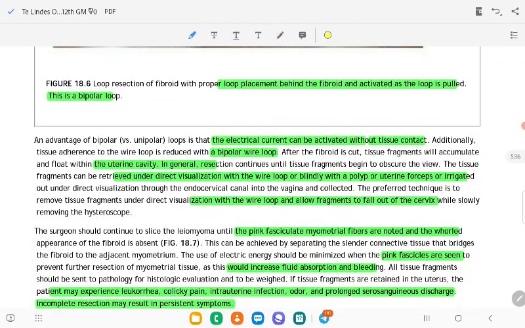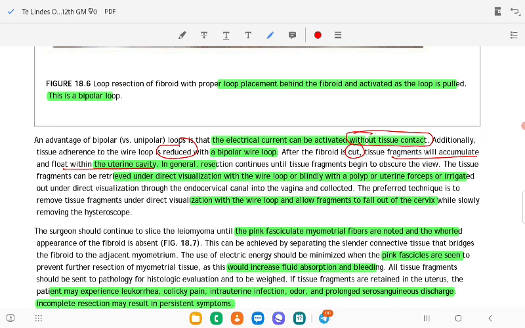Then the advantage of bipolar. What is the advantage of bipolar? If you are using a bipolar electric current, you can activate without any tissue contact. Additionally, tissue adherence to the loop is reduced with bipolar. After the fibroid is cut, tissue fragments will accumulate and float within the uterine cavity. The tissue is not adherent to the wire loop, and it floats into the endometrial cavity.